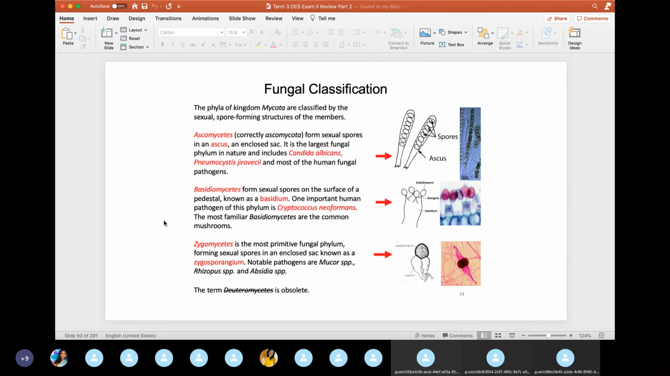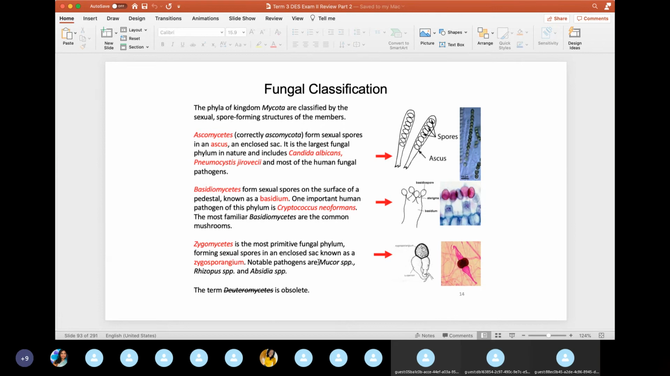Okay, so let's summarize. Ascomycota, important species, Candida albicans and PJP. Basidiomycota, they have a basidium. An important species is Cryptococcus neoformans. Zygomycota, zygomycetes. Most important pathogen, Mucor species and Rhizopus species, right?